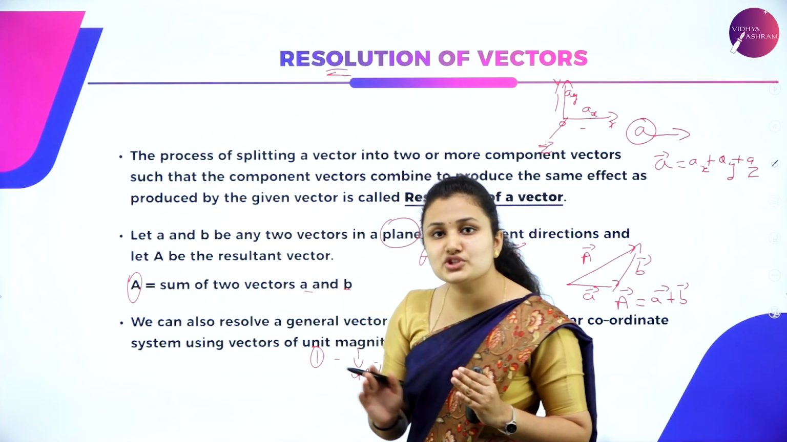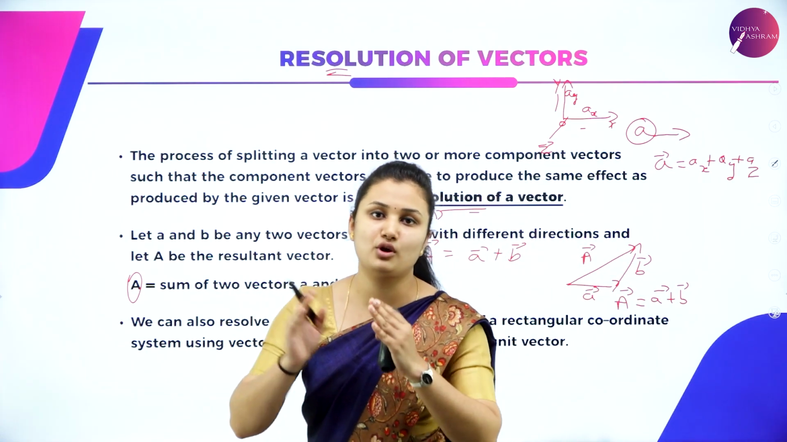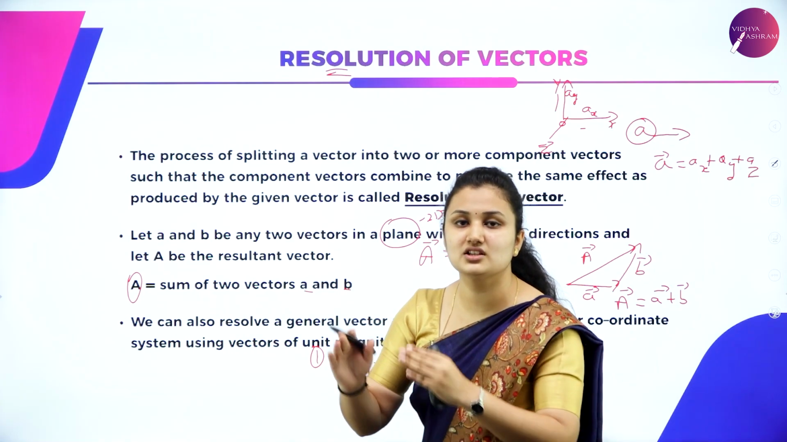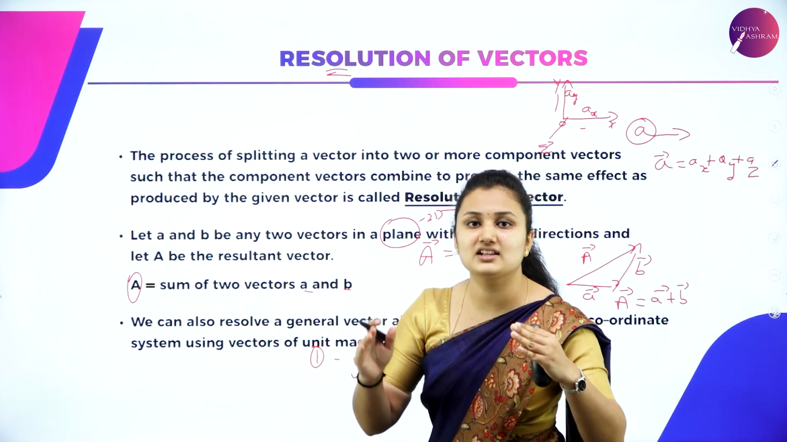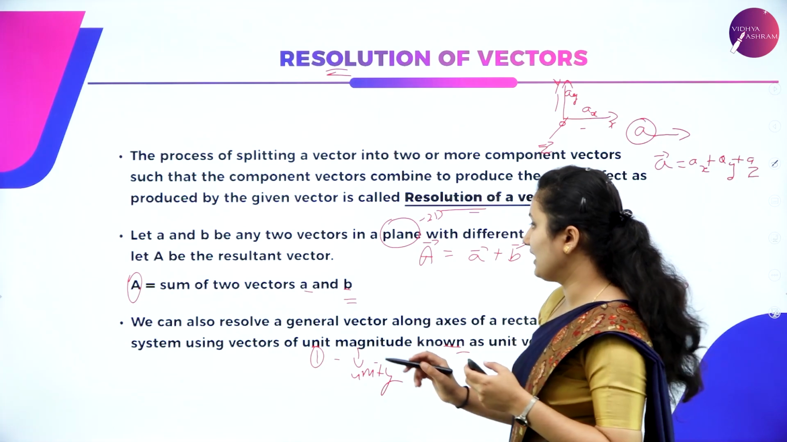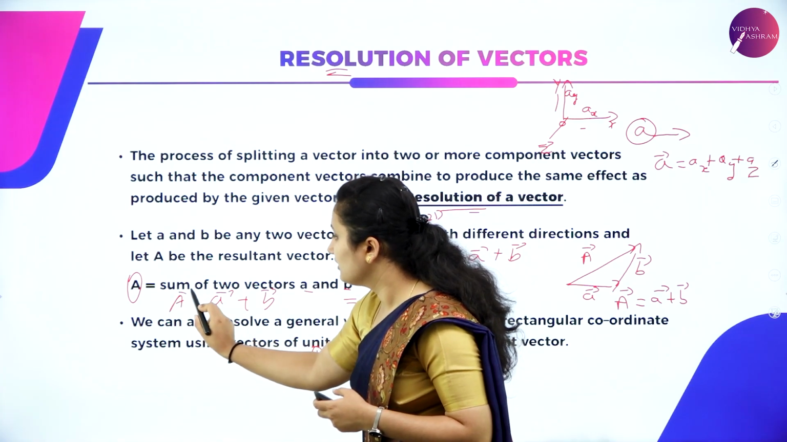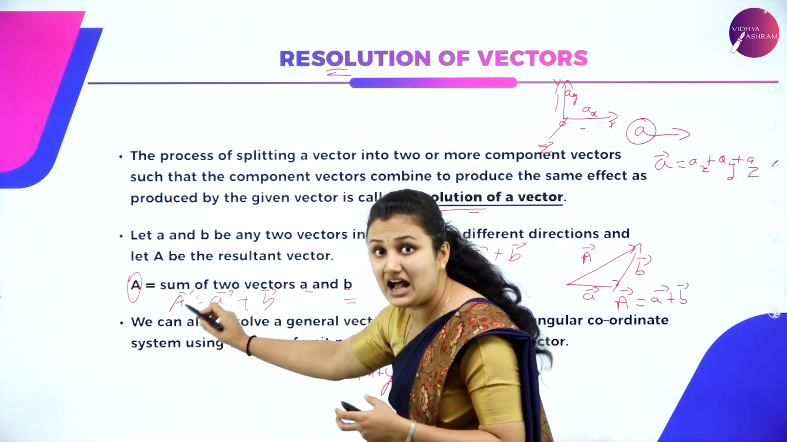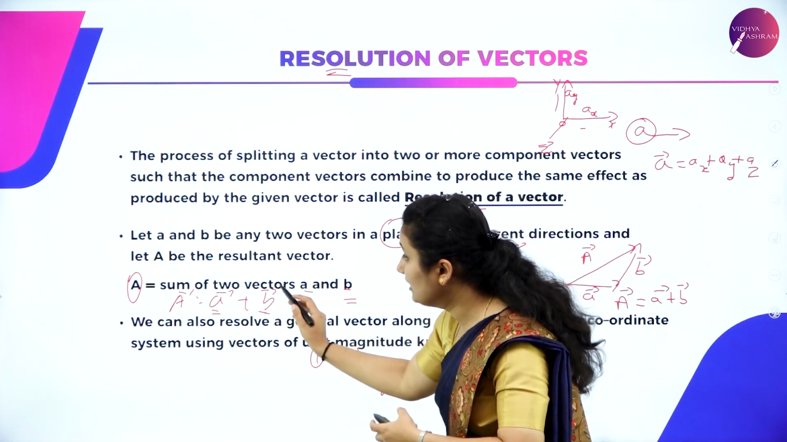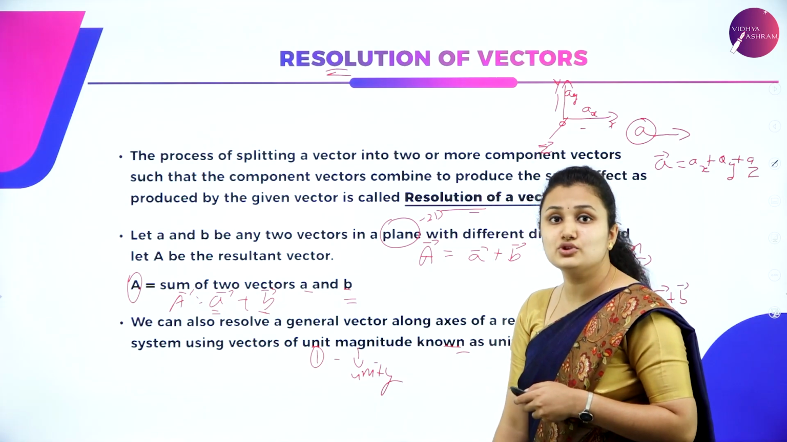So are you clear with the resolution of a vector? What is resolution of a vector? Splitting up of a vector into its respective components. We took the example of acceleration of a body. So it is splitting up of a vector into its constituent components along the x and y axes. We consider the triangle law of vector addition: A is equal to A plus B vector. The resultant vector, the total vector, is divided into two components, A and B. A and B will give you the total resultant vector. So this is about resolution of a vector.